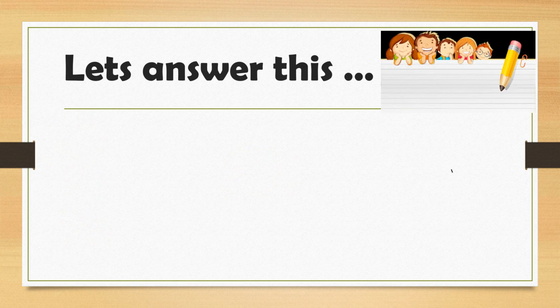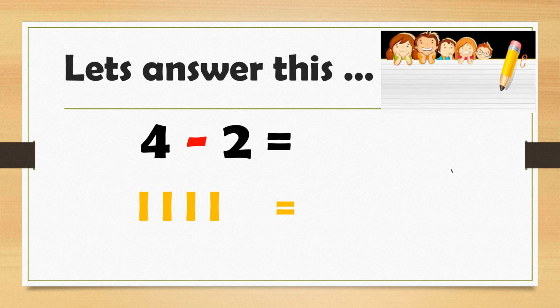Let's answer this. 4 minus 2 equals. We will make 4 sticks here, and then we will take away the 2 sticks by crossing it. 1, 2. 2 sticks were taken away, so 2 sticks were left. The answer is 4 minus 2 equals 2.